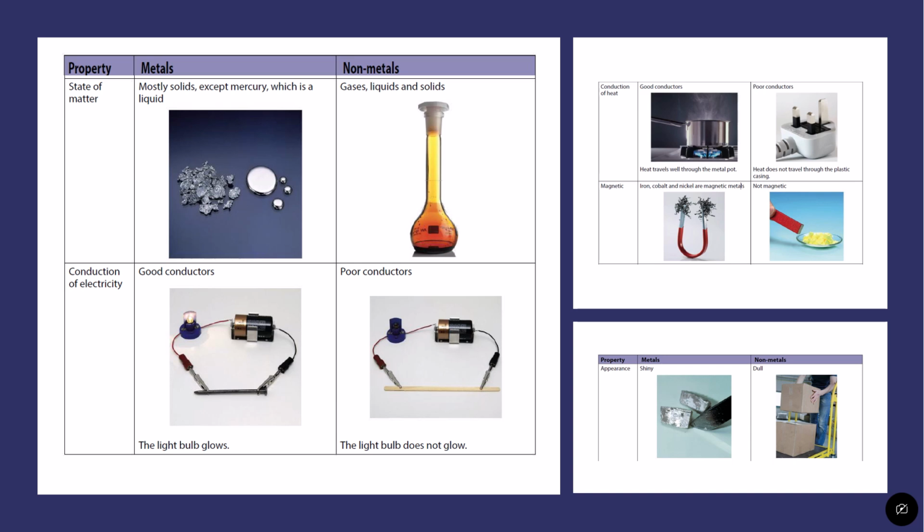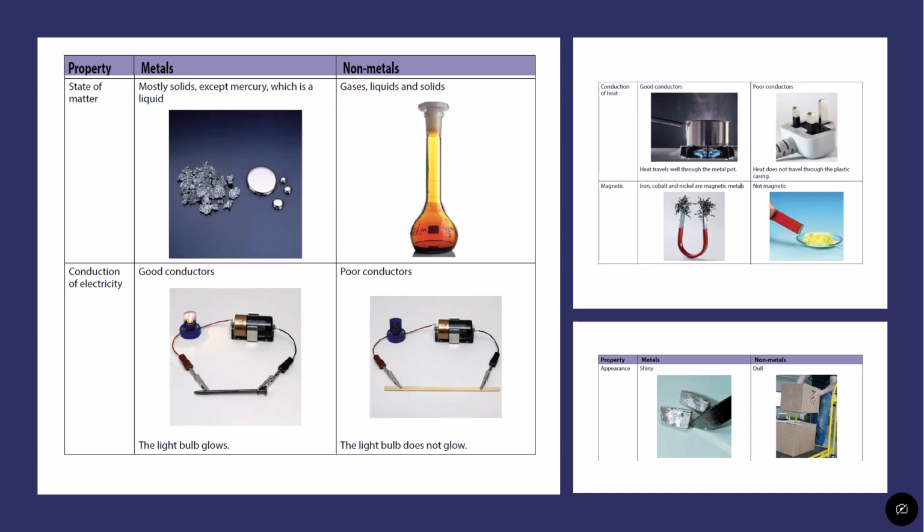So we can see that the pot is a metal, so it is a good conductor of heat because it's allowing the water to boil under heat. Then we look at the poor conductor of heat. So we could see that the plug has a metal on it, but it is surrounded by plastic. So the carrying case is plastic, so it's a good insulator. That means it's not a good conductor of electricity or heat.